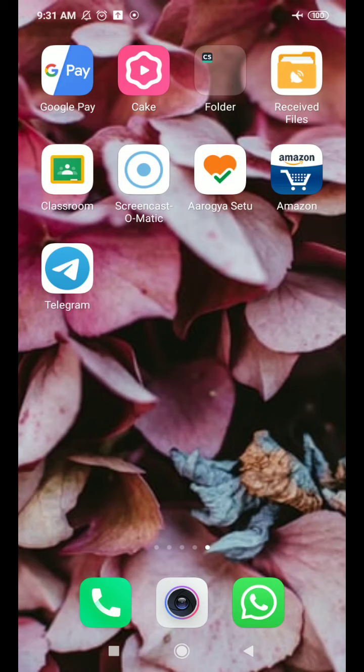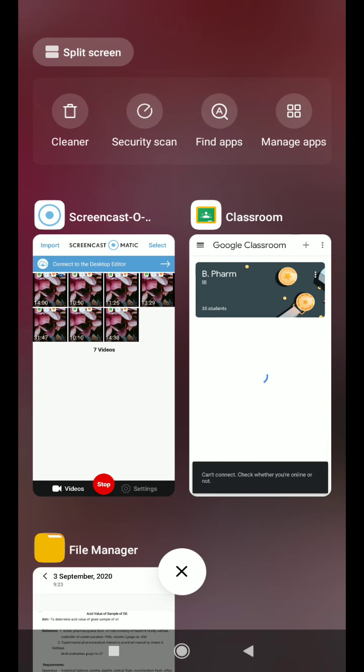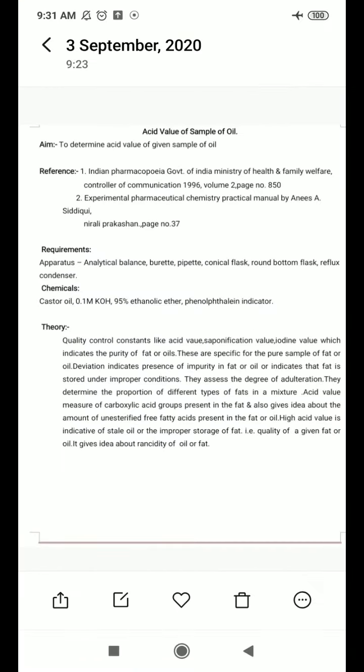Students, today we will discuss the acid value of a fatty material or oil sample. What is the aim of today's practical? To determine the acid value of a given sample of oil.